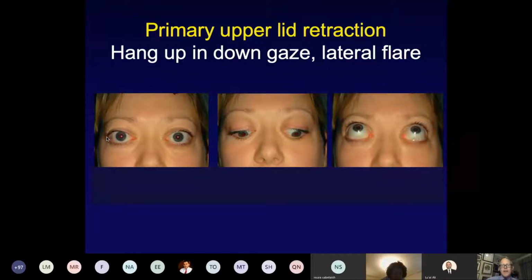So if you have a patient and you think it looks like thyroid eye disease, but the blood tests are normal, etc., but they have lateral flare, as you can see here, you can bet your bottom dollar that it's going to turn out to be thyroid eye disease. So that's primary upper lid retraction.